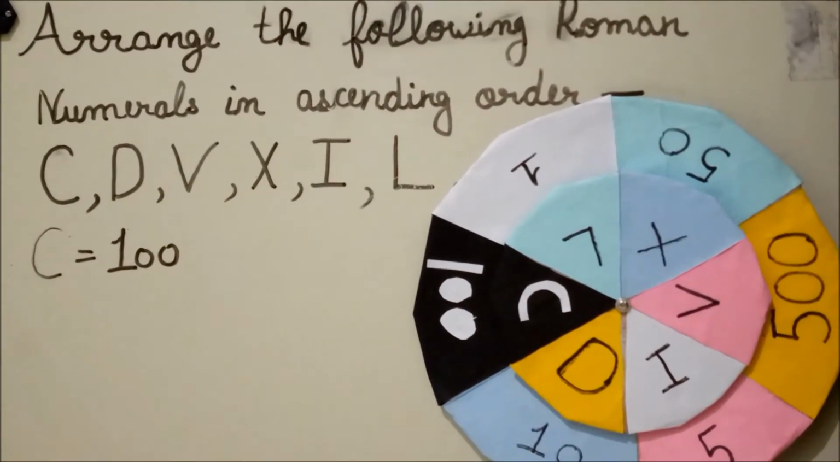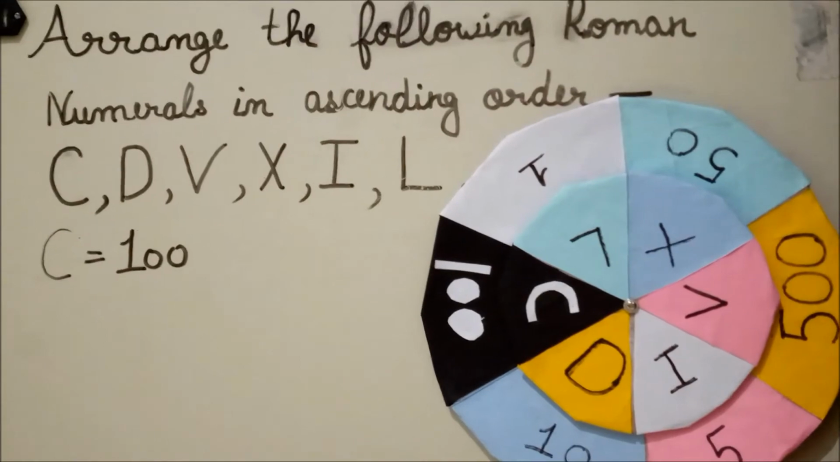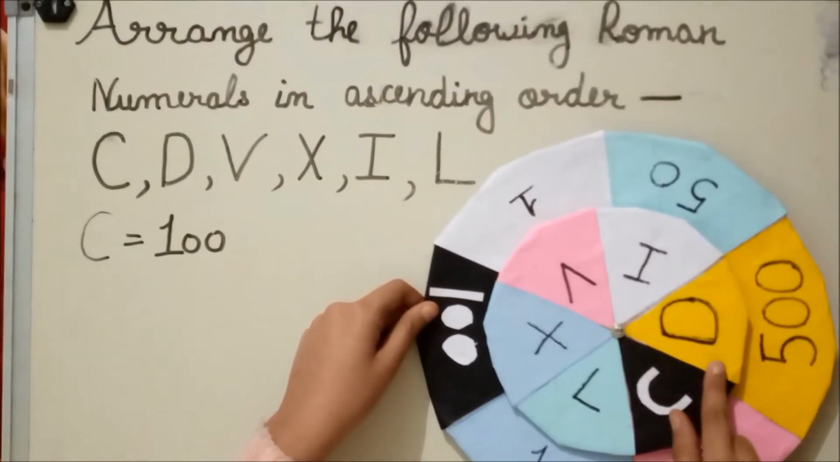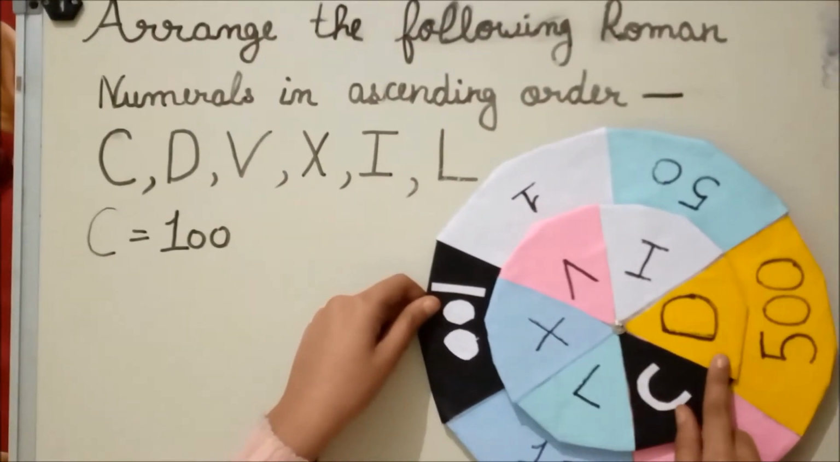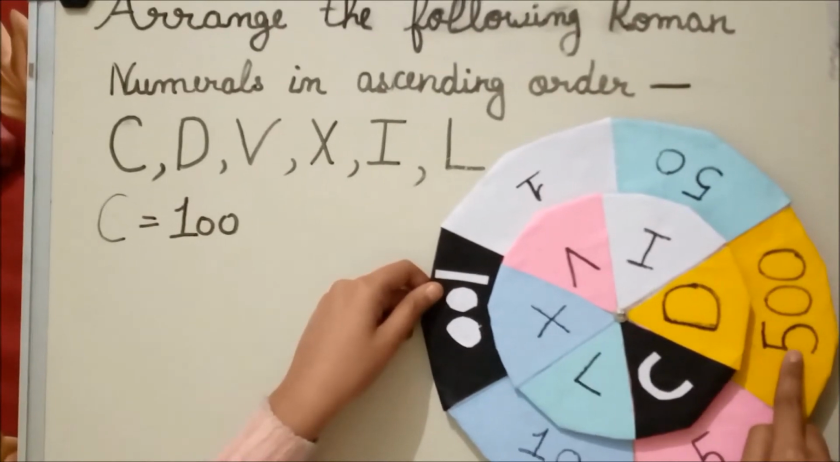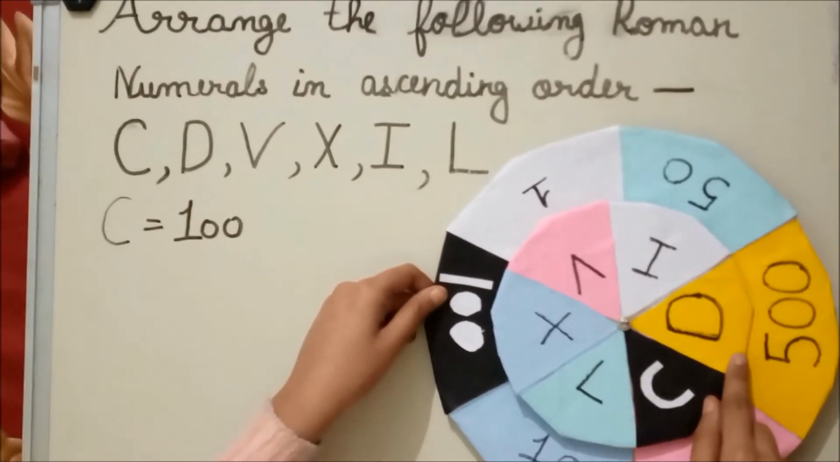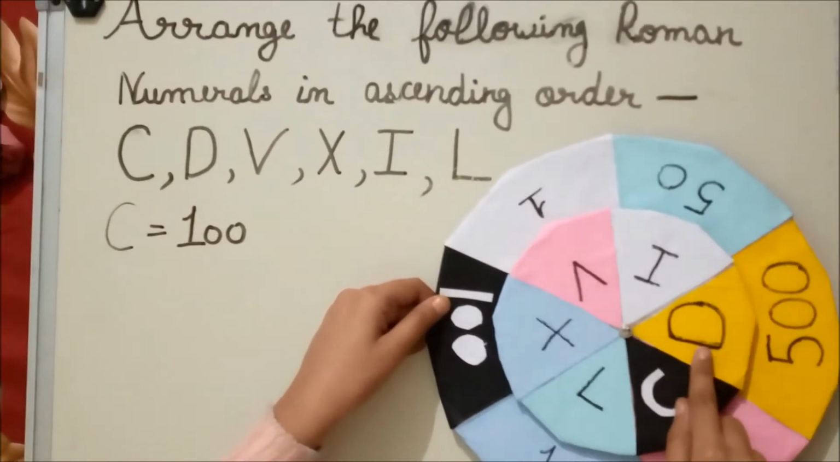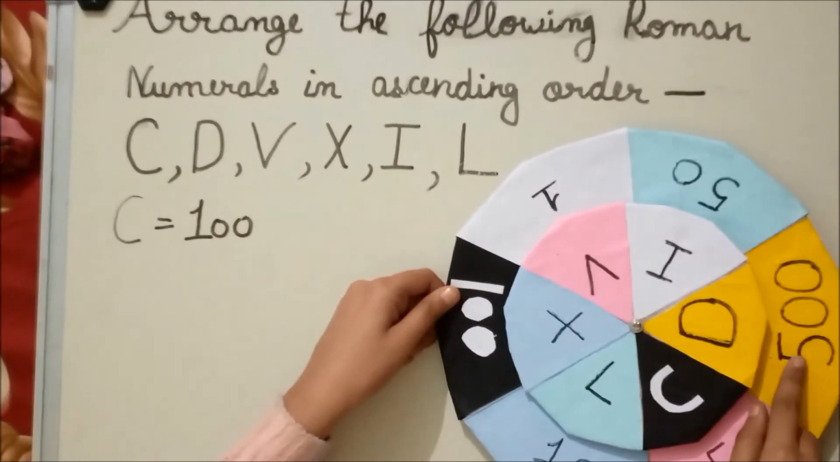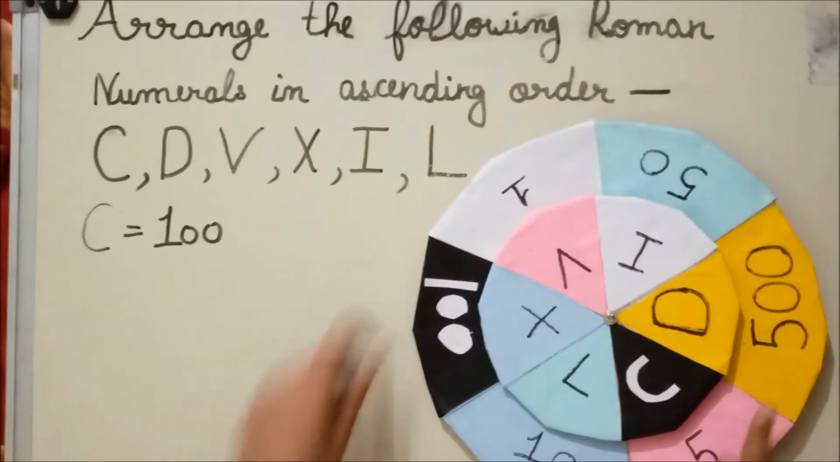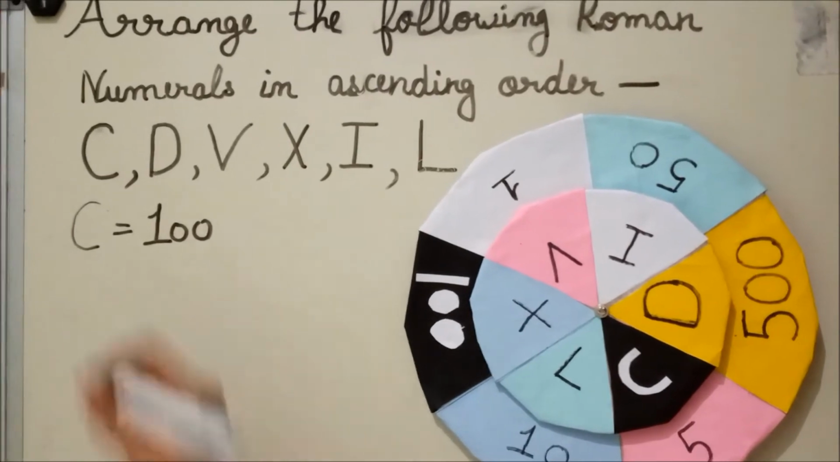Then the next value we have is D. D Roman number color matches the 500 integer color. Then we can write D value is equal to 500. We write it.